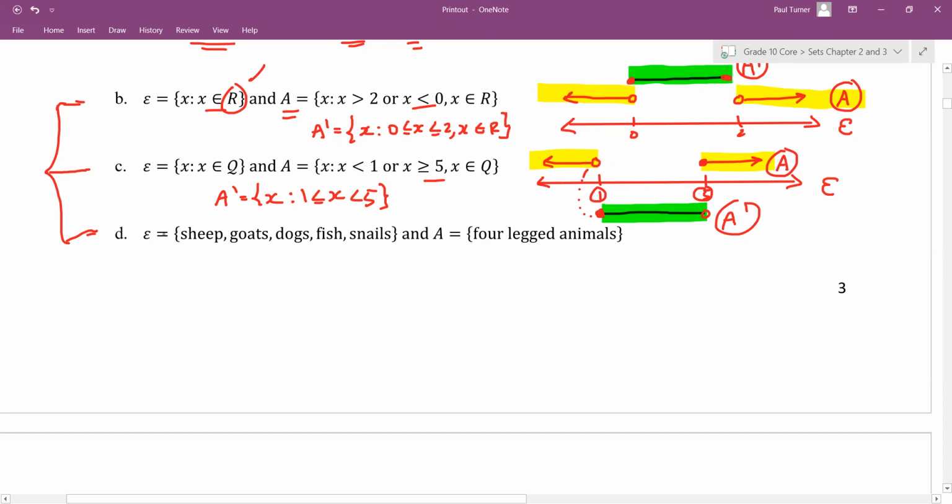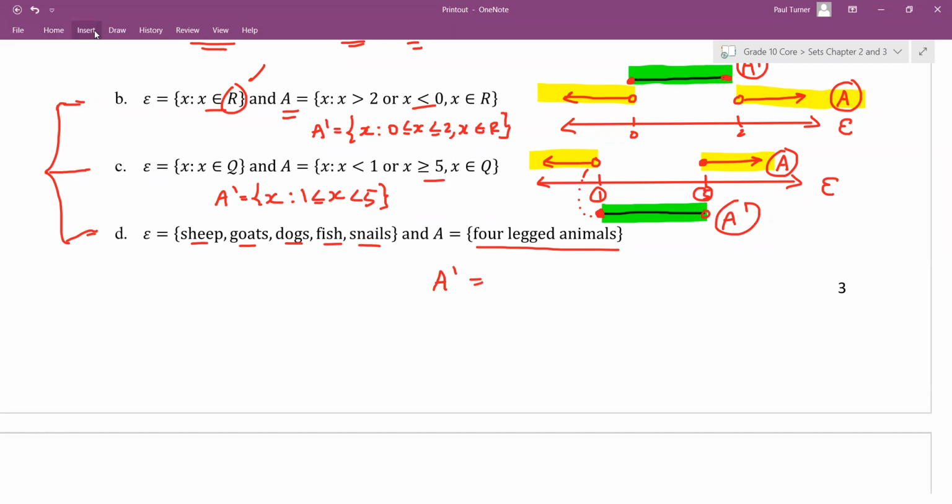What about the last one? D. We've got 4 kinds of animals: sheep, goats, dogs, fish, snails. And A are all 4-legged animals. And this is your universe. So you can't mention any other animals.